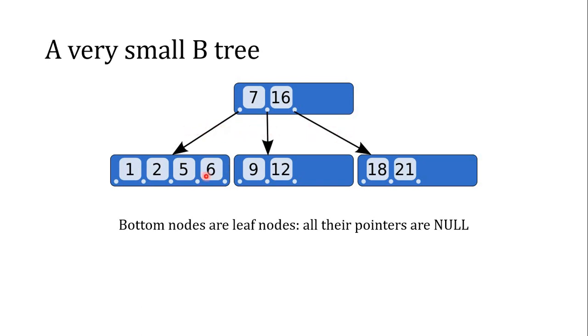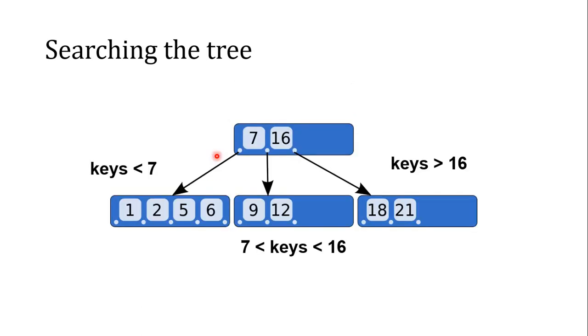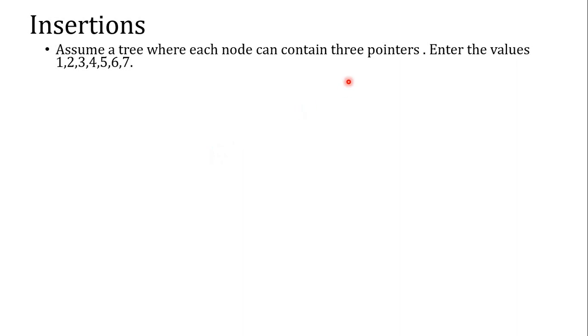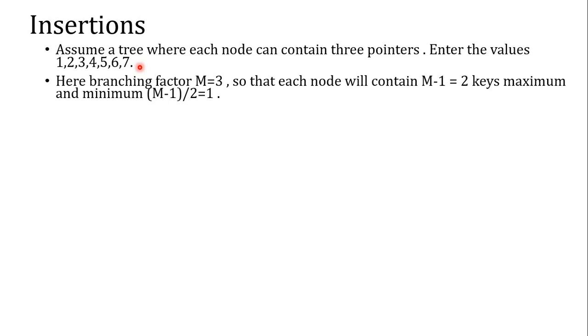How many branches are here? There are 3 branches. Always remember the pointer is the branching factor. The branching factor is 3, so enter the values 1, 2, 3, 4, 5 and 7. How can we make it? Here the branching factor m equals 3, so each node will contain m minus 1 equals 2 keys maximum, and the minimum value will be (m minus 1) divided by 2 equals 1.